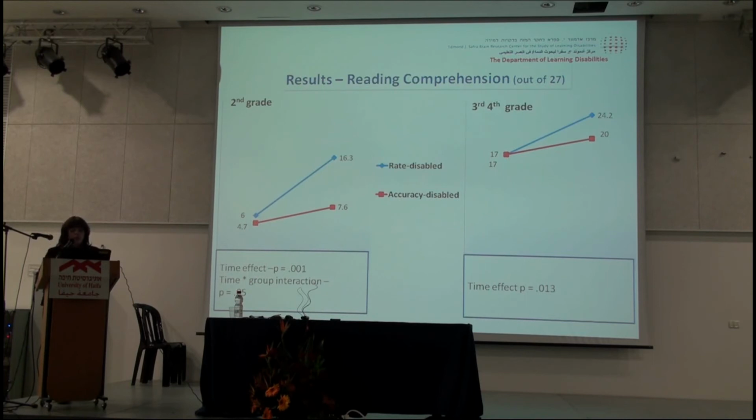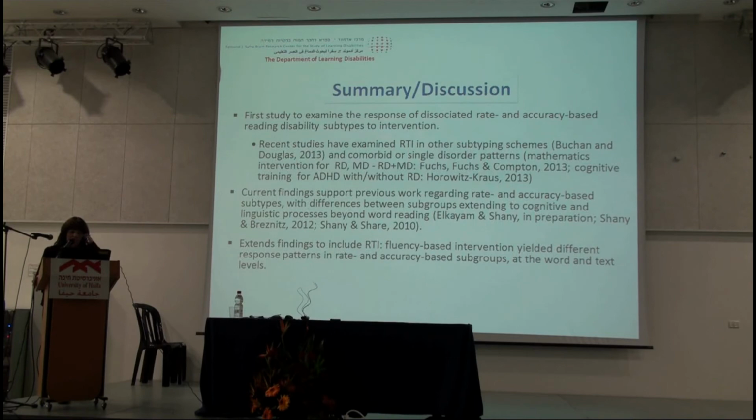I think when you look at the group mean, you get improvement. But if you look beyond the group mean for the subtypes, you see the differences in improvement. So it's the first study to examine the response of these dissociated rate and accuracy-based reading disability subtypes. We know in recent studies examining the RTI and other subtyping schemes, we have Michal and Douglas, comorbid or single disorder patterns, math intervention for RD, MD, RD plus MD. Compton with his work in cognitive training for ADHD with or without RD, COVID, Krause in 2013.